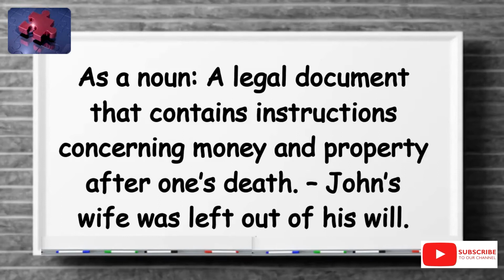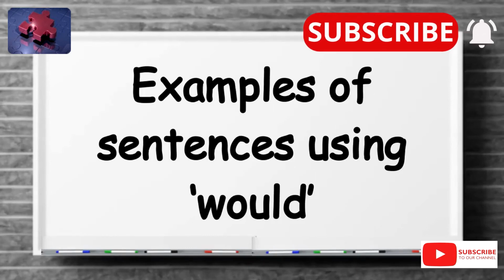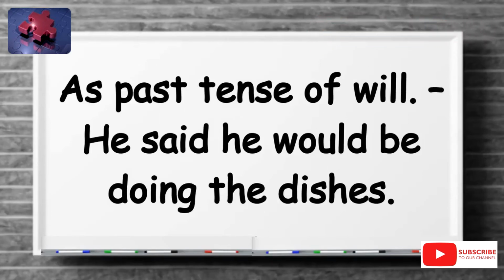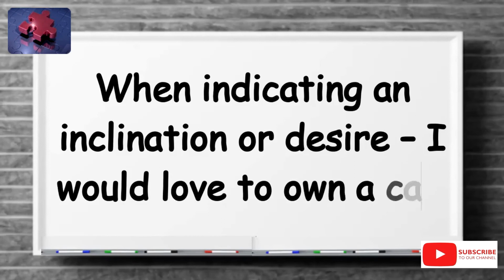John's wife was left out of his will. Willpower. Jones had an iron will. Examples of sentences using would are: as past tense of will, he said he would be doing the dishes. When referring to the consequence of a hypothetical situation or event, his life would be at risk if he turned whistleblower. When indicating an inclination or desire, I would love to own a car.